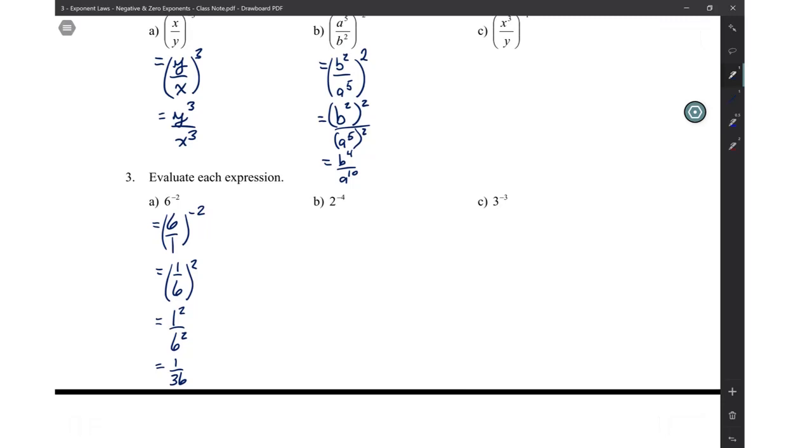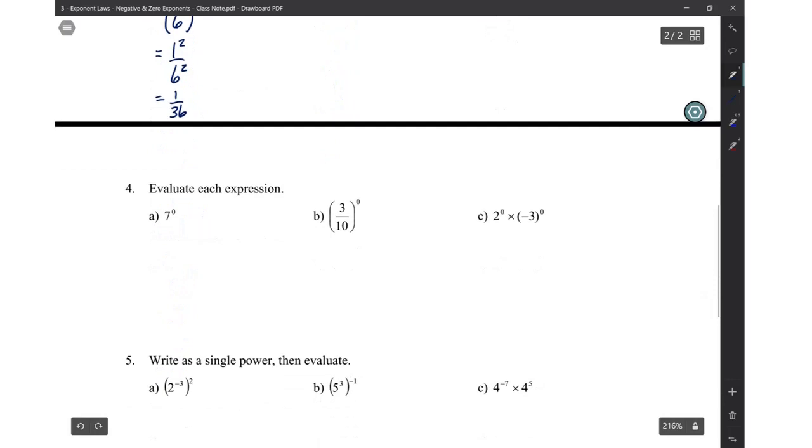I'll let you use this same strategy here that I used for A. I'll let you use that for B and C.